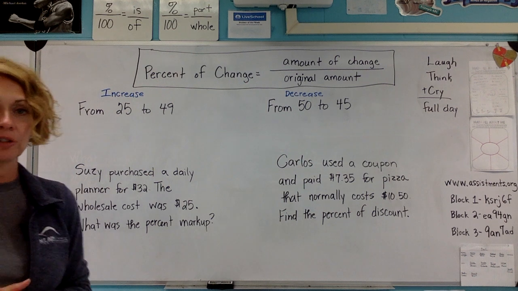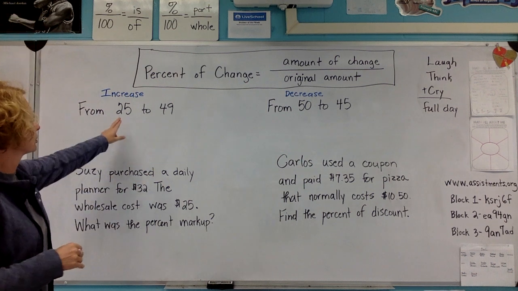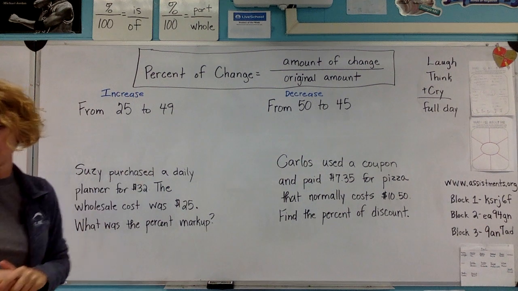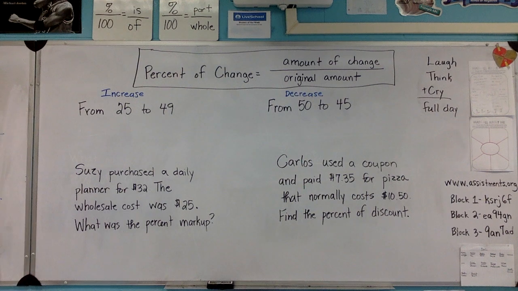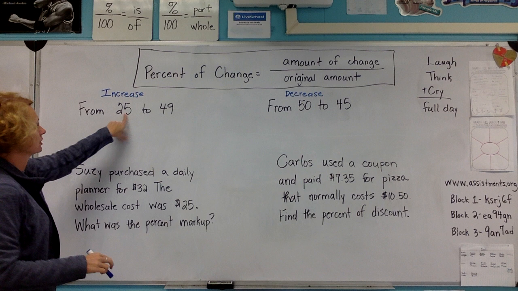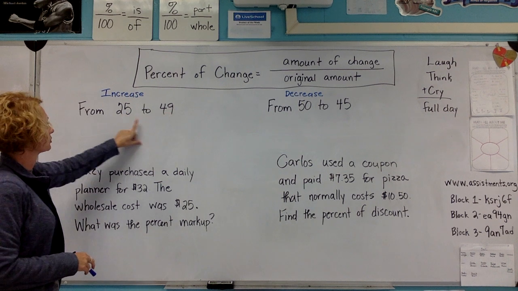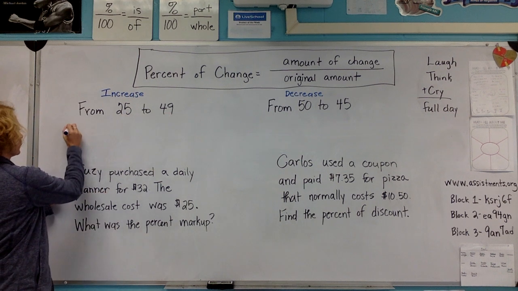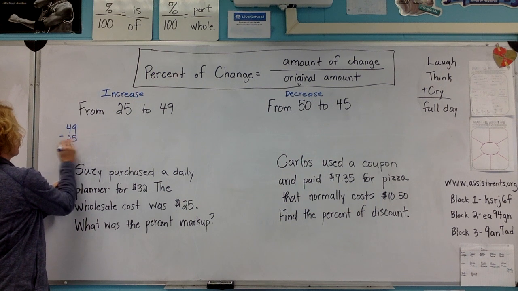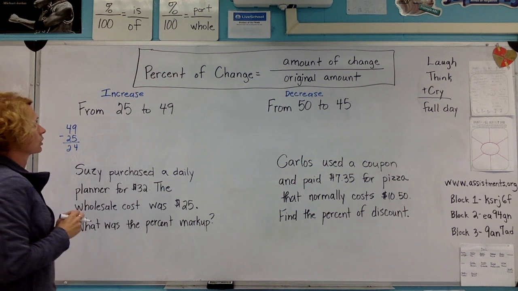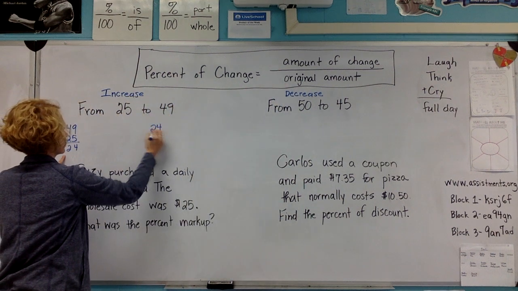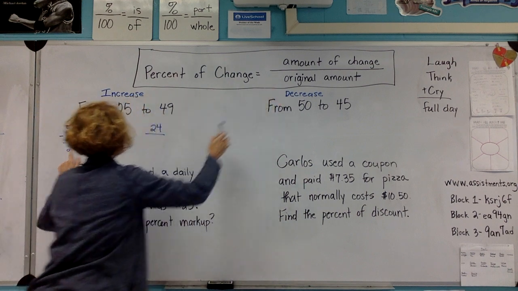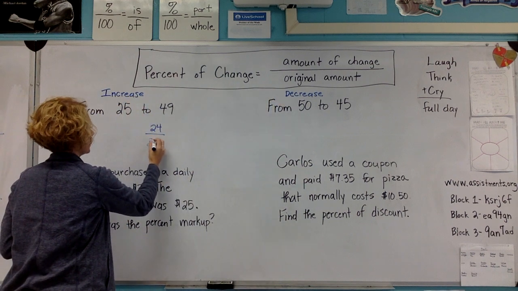And let's say I want to find the percent of change if a number goes from 25 to 49. I'm going to use my formula right here. And I'm going to say, okay, let me find the amount of change by subtracting these two numbers. We'll take the larger quantity and subtract out the smaller quantity. So I know I'm working out 49 minus 25, so that's 24. So the amount of change is 24. The original amount where it started is 25.